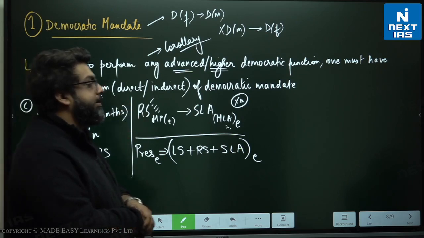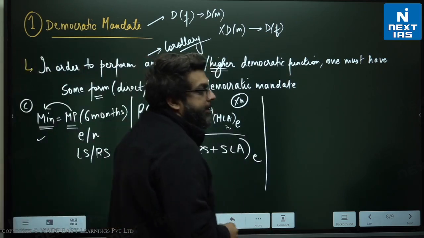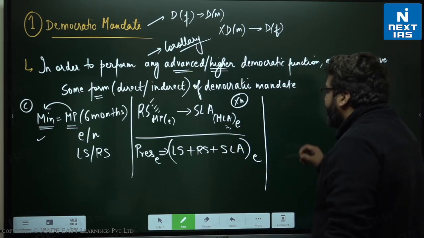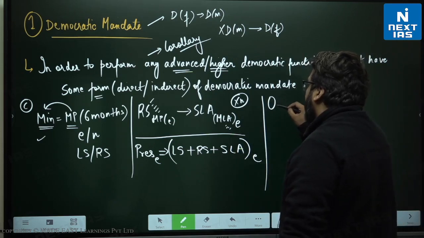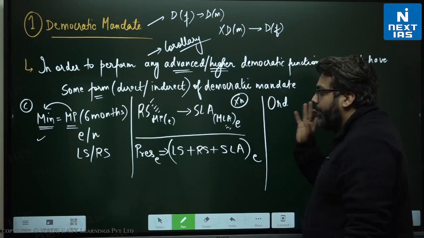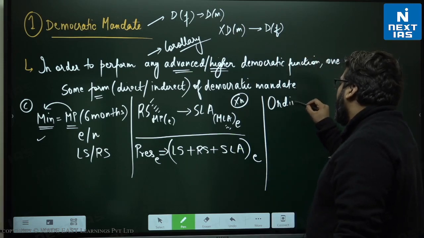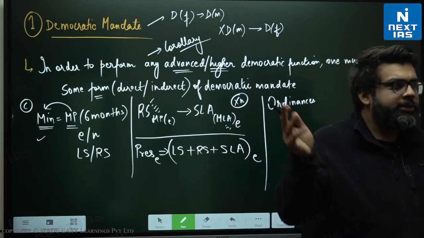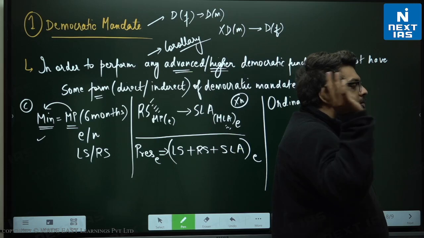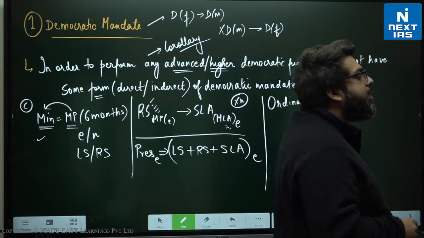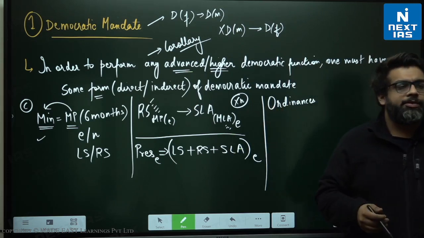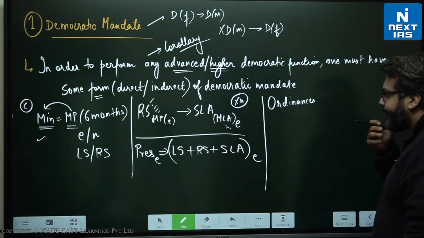And not only this, there are some advanced examples where this democratic mandate principle will apply seamlessly. For example, let us take the case of something called ordinances. Now, we will do this in detail later on. Ordinance powers of the center and the states are exactly similar. 123 for the presidential ordinances and 213 is the article number for governor related ordinances. Let's take the case of the center because it's easier to relate. So how does this work?